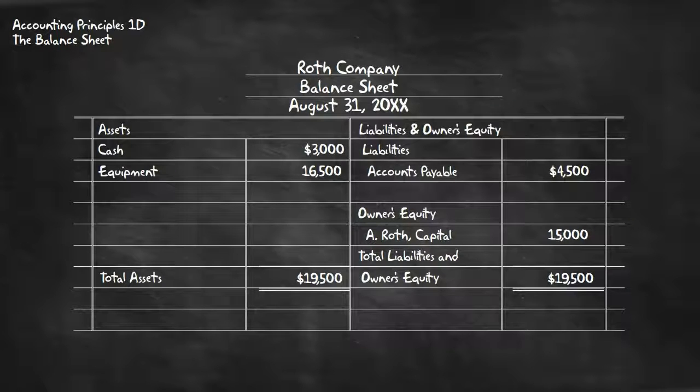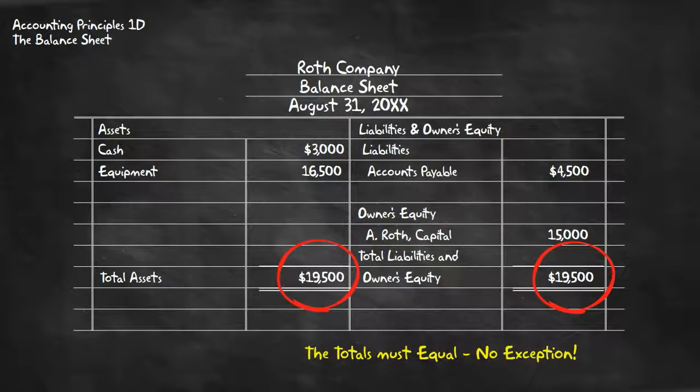What is most important about this is that total assets must equal total liabilities and owner's equity. If these totals do not equal, then you made an error either in your transactions, copying your numbers from the equation to the balance sheet, or in totaling the assets or liabilities and equity.